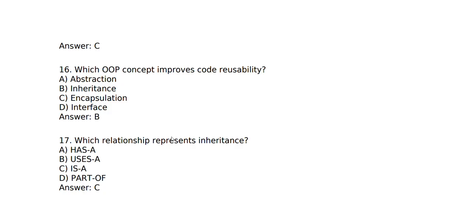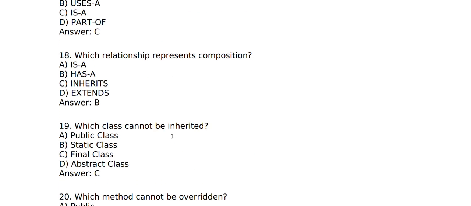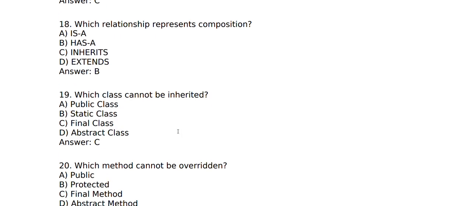Which relationship represents inheritance? Inheritance represents is-a relationship. Okay, and now we have, which relationship represents composition? Composition is has-a, and I'm just checking your memory, which relationship shows inheritance? That is is-a, and for composition, has-a. And which class cannot be inherited? That is final class.